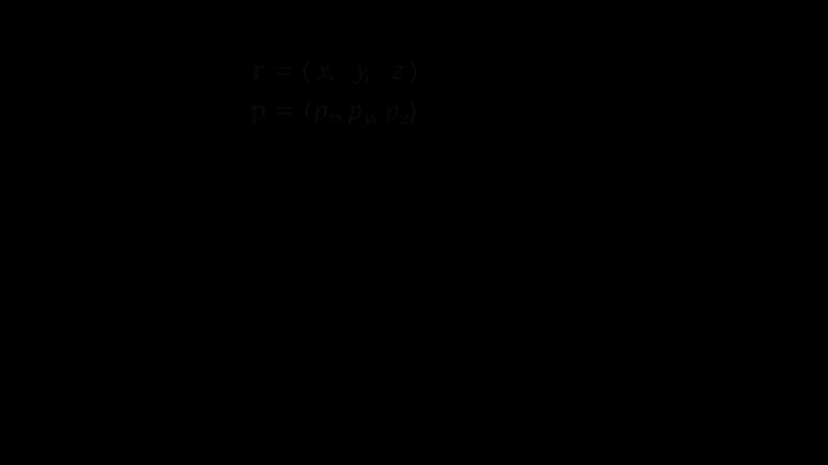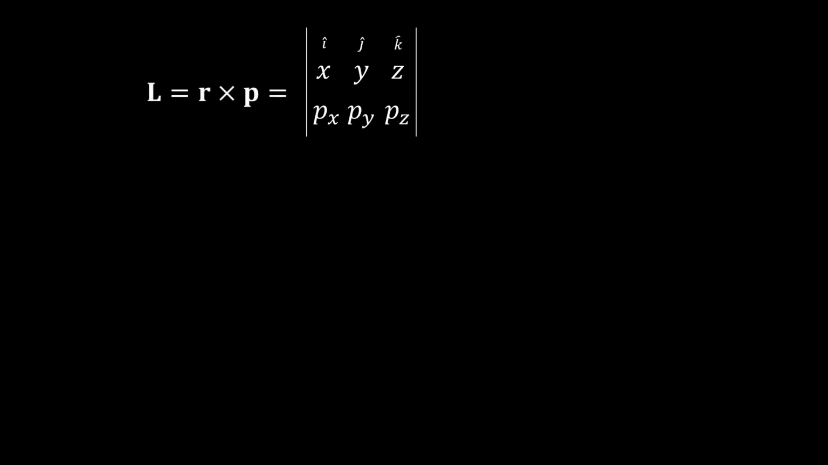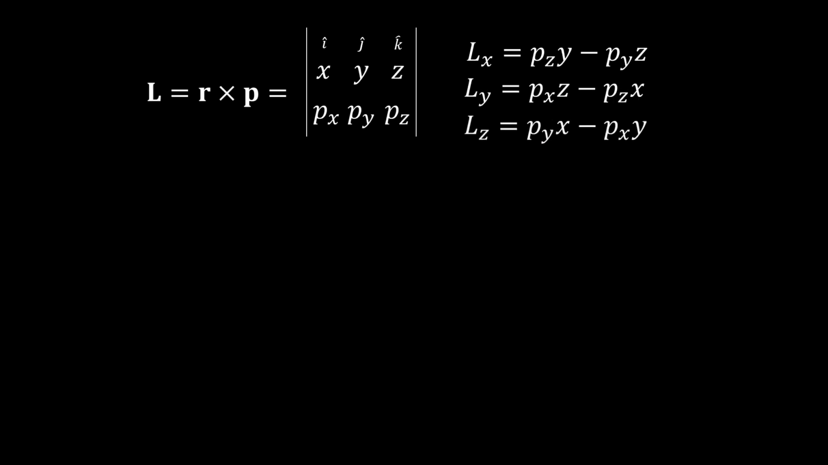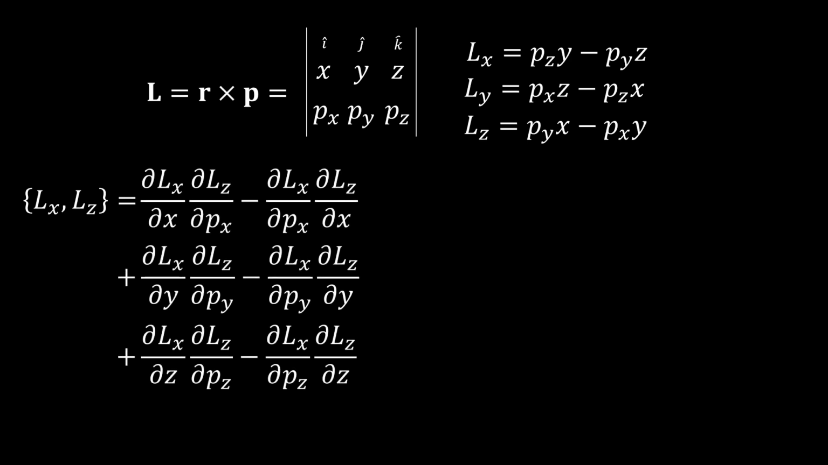In part C, we're given a position vector r and its conjugate momentum vector p. The angular momentum for this system is r cross p. If we evaluate that cross product, we see that the x component is pz y minus py z, the y component is px z minus pz x, and the z component is py x minus px y. We're asked to evaluate several Poisson brackets, the first of which is Lx and Lz. I'll write out the whole sum, which is 6 terms of two partial derivatives each.